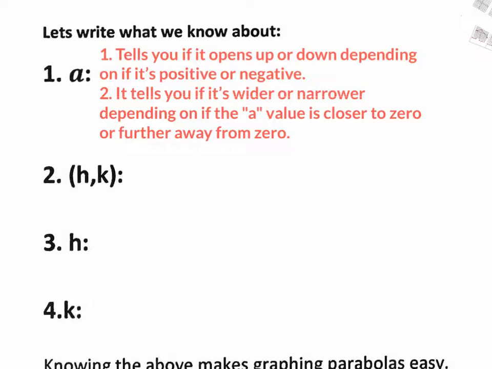So the A value tells us a lot. It tells us if it opens up or down, and it also tells us if it's wider than usual or narrower than usual, depending on your A value being closer to 0, which would be wider, or further away from 0, which would be narrower.